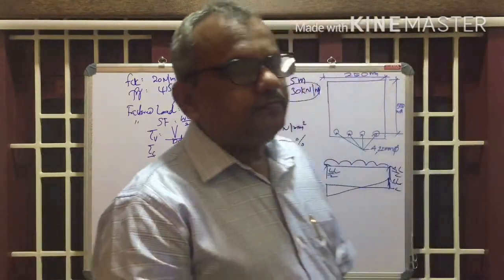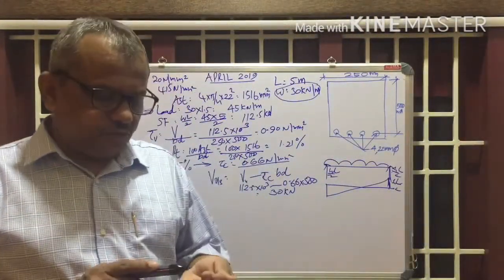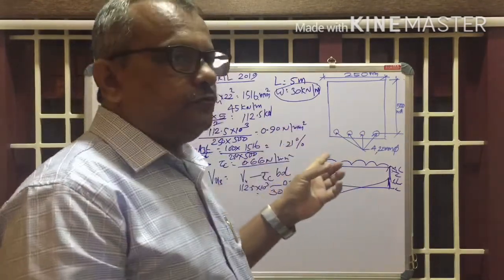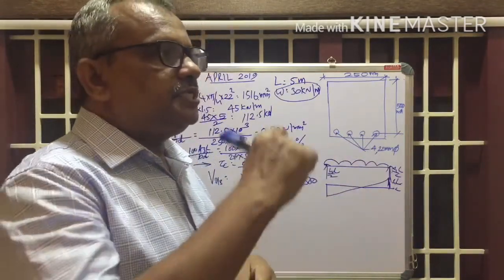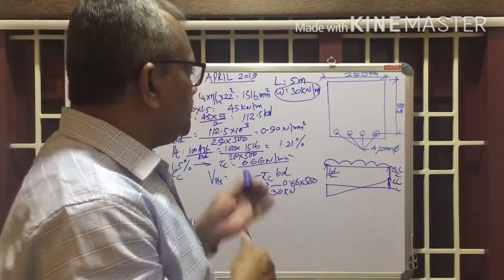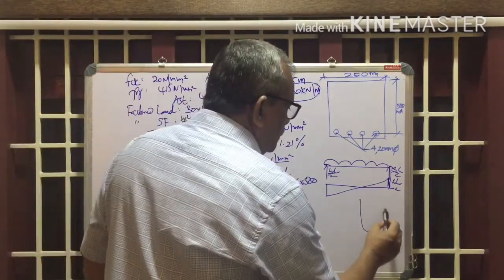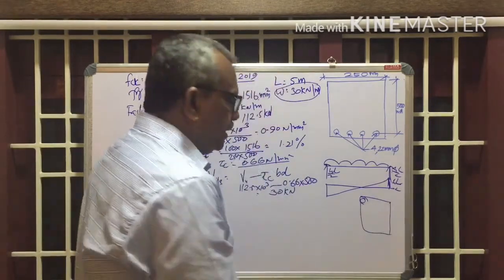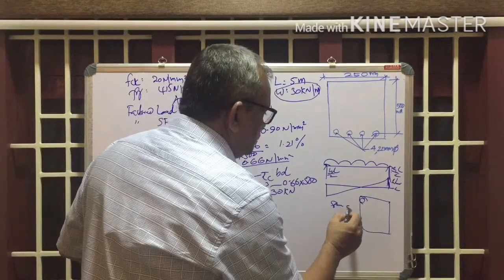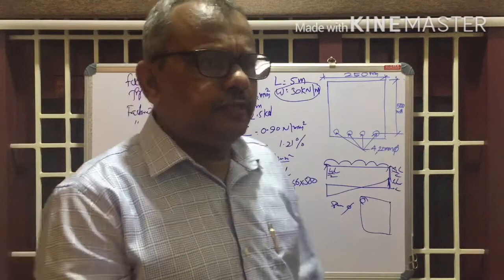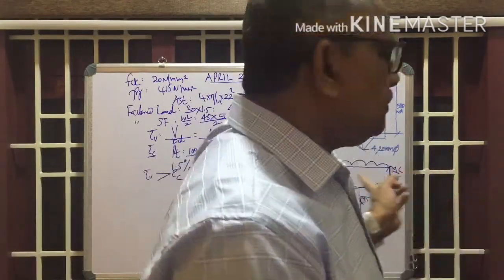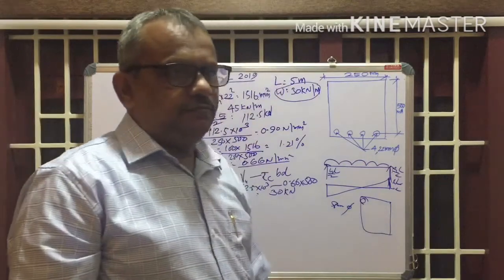Now, therefore, we got the VUS value. Now we have to assume the shear reinforcement. Our question is to design the shear reinforcement. So we are assuming two-legged shear reinforcement. We studied two-legged shear reinforcement already. Suppose we are assuming 8 mm dia. You can assume it as 6 mm or 8 mm. For the time being, we are assuming 8 mm dia two-legged stirrups.